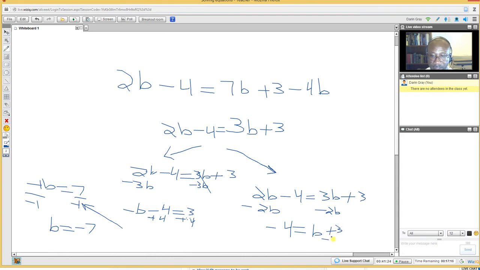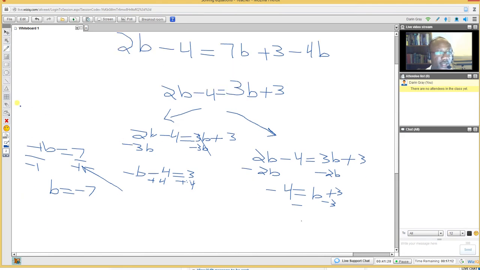We subtract 3. So, oops. Let's go ahead and erase that. I want to make that clear so when you come back and watch this video, you're not confused. Let's go over here. All right, so that's going to be negative 3. If we're standing at negative 4 and we subtract 3, we go to the left 3 spots. We'll end up with negative 7 equals b.